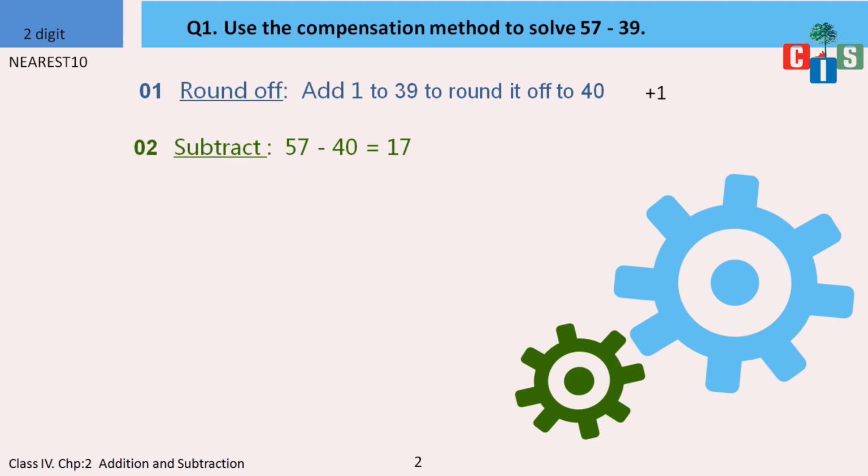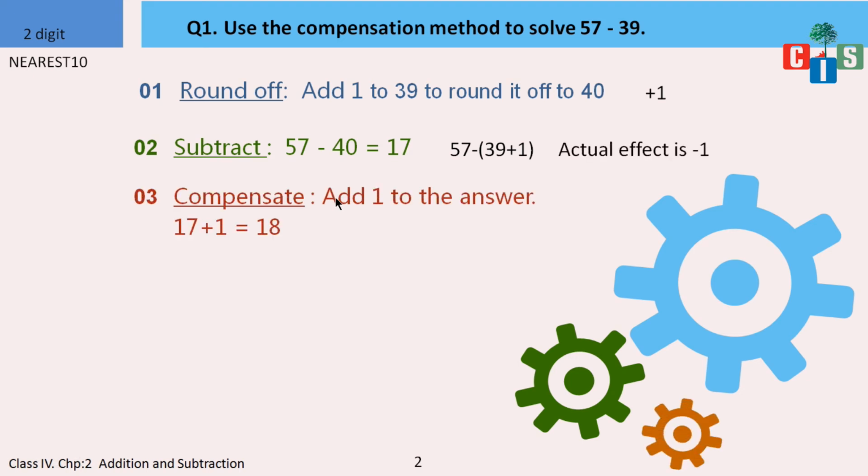Now, explaining the same thing the other way around: you had to subtract 39, right? Okay, but what did you do? You subtracted 40. You had to subtract 39, but you subtracted 40. So the actual effect of what you have done is, you subtracted one more, so the actual effect is -1. So how will I compensate that effect? I will have to add 1. So add 1 to the answer and you will get the answer as 18.